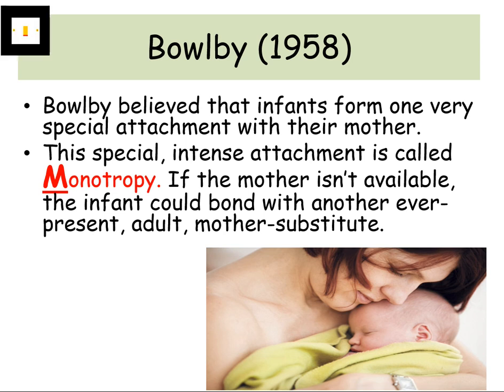Mono, if you think about a monorail, it's one rail going round. So mono, one attachment. If the mother isn't available, it could be somebody else. But the point is, it is a monotropous relationship. It is with one person only. And if we go back to Schaffer and Emerson's stages, the stage where you form one attachment fits in with Bowlby's theory.